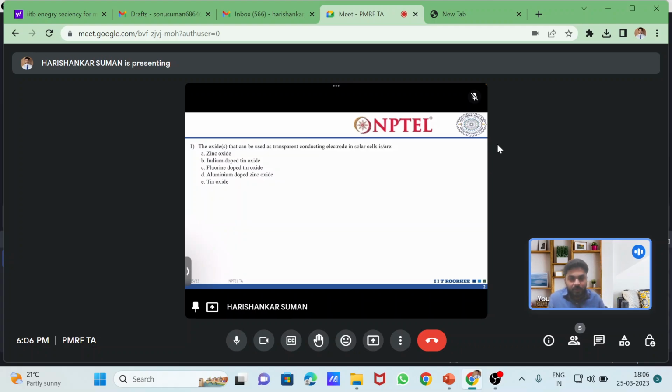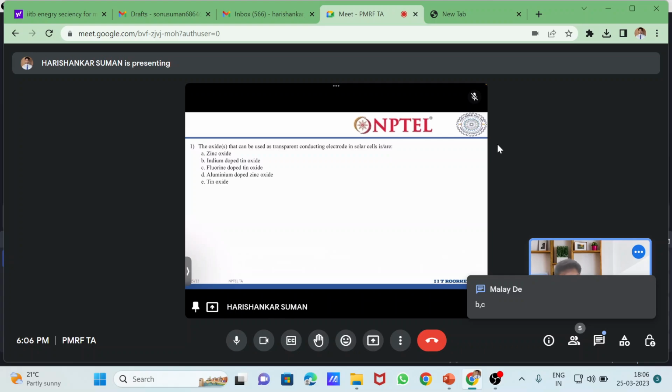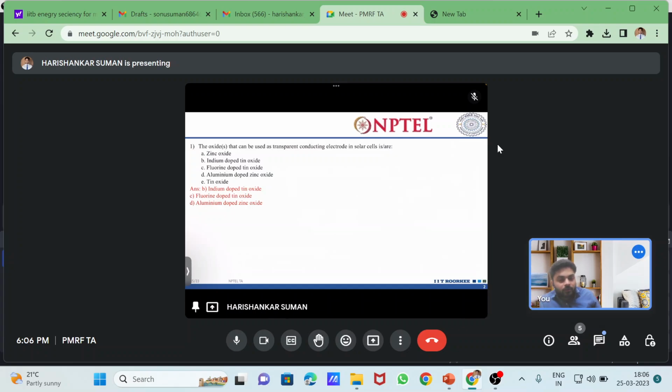The first question is: the oxide that can be used as a transparent conductive electrode in a solar cell. The options are zinc oxide, indium tin oxide, fluorine-doped tin oxide, and one more, D is also. So why do we use this? Let's discuss.